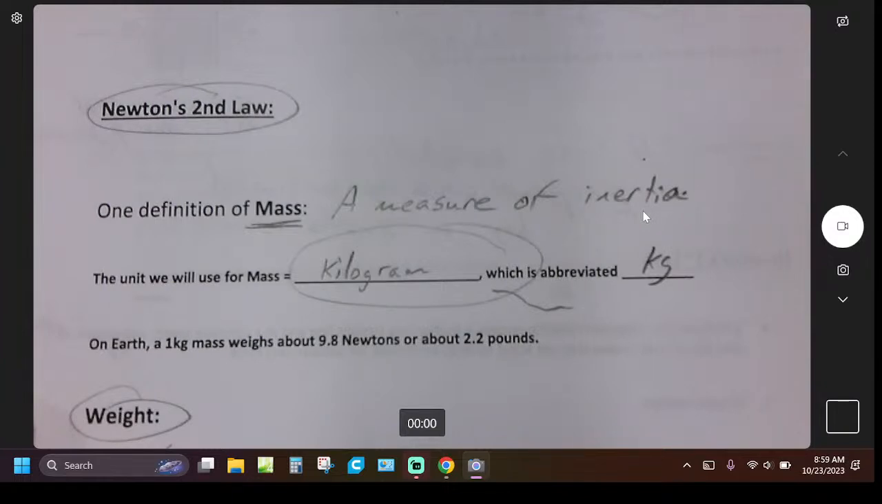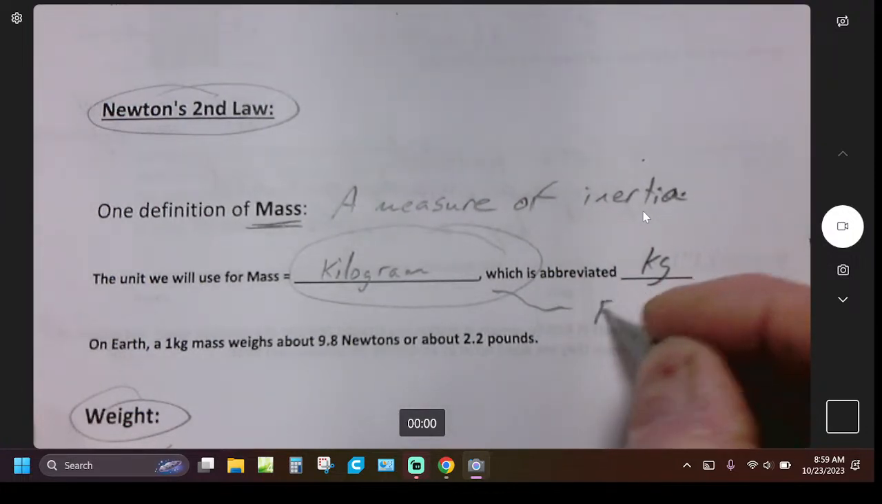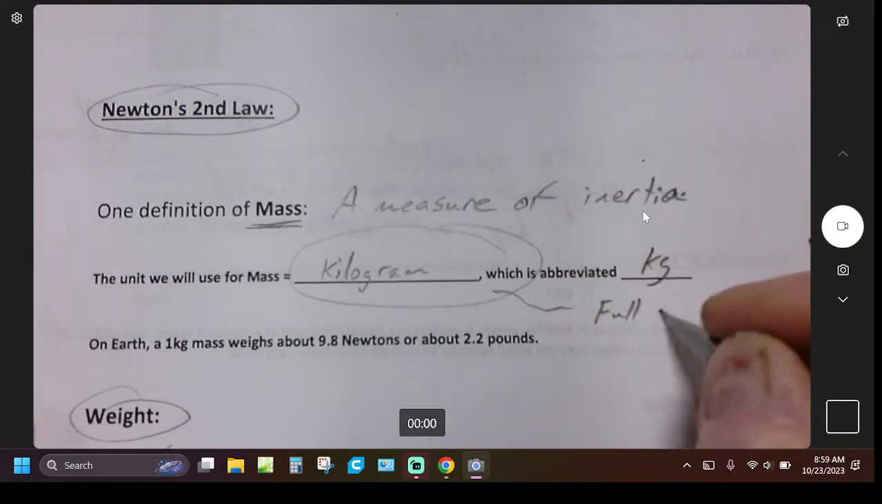2.2 pounds, yes. Okay, what's 2.2 pounds? But what's the thing that's 2.2? I used to say it's like a brick, but bricks are actually quite a bit more massive than that. So it's a full Nalgene bottle.